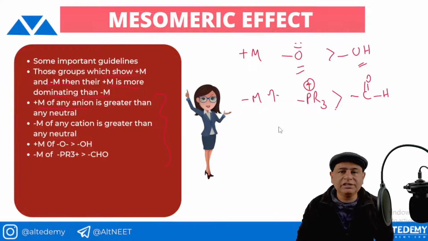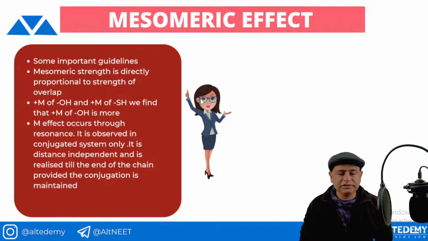What will happen? Charged species will always have a greater extent of plus and minus M. A negative charge gives a plus M effect, a positive charge gives a minus M effect. So the extent will be great when it is charged. Okay.